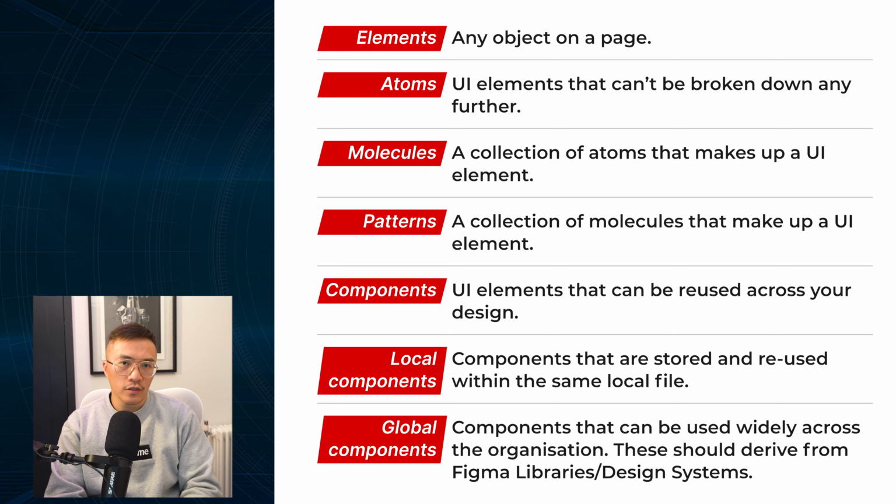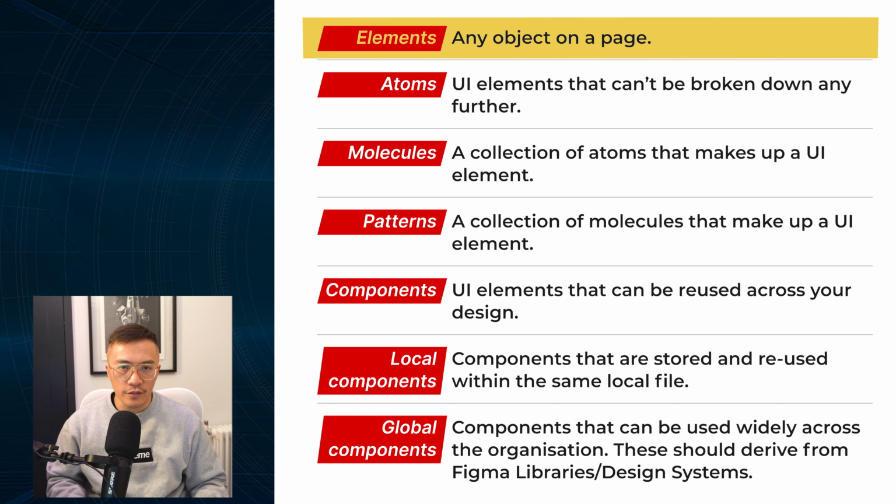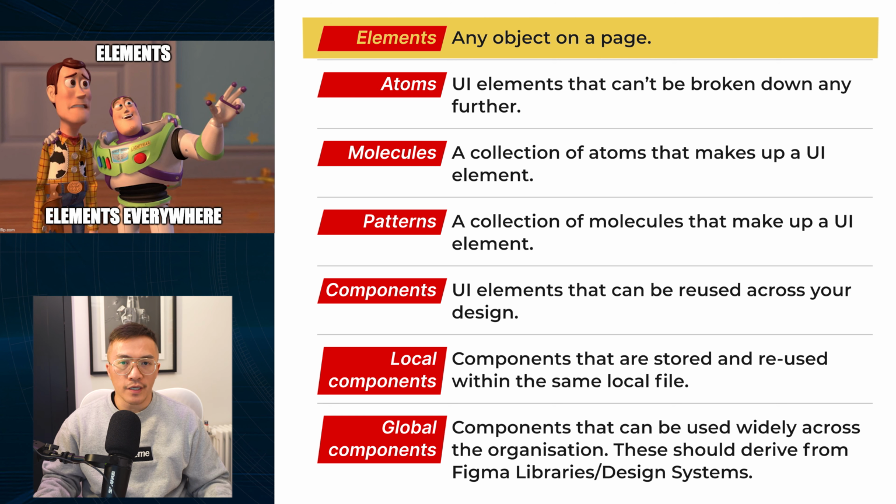Now let's take a look at UI objects. Elements refer to any objects on a page. Everything on a page is an element. So think of it like the term fruit. You've got apples, pears, bananas, oranges. All of them are different, but they're all fruits. And if that's still confusing, I'll give a better example later on.